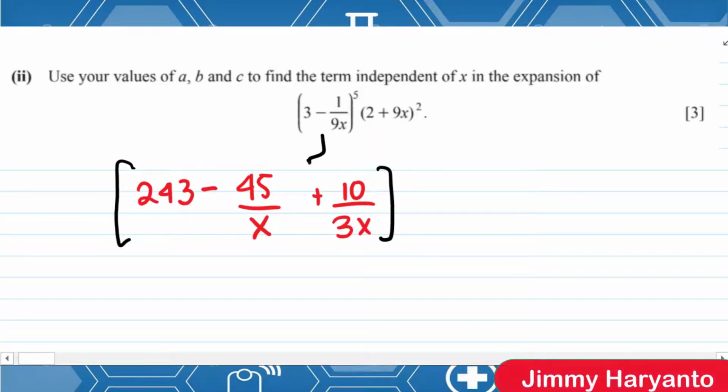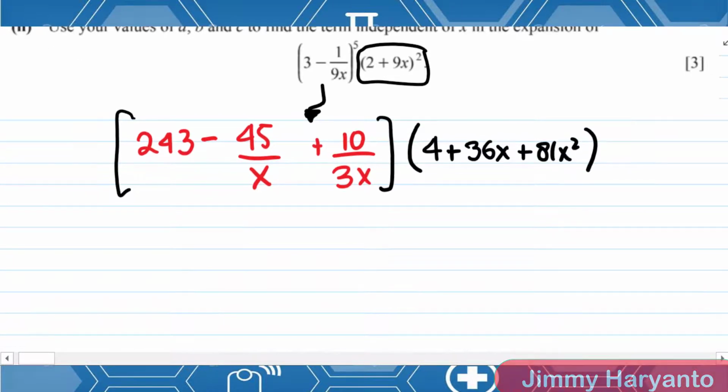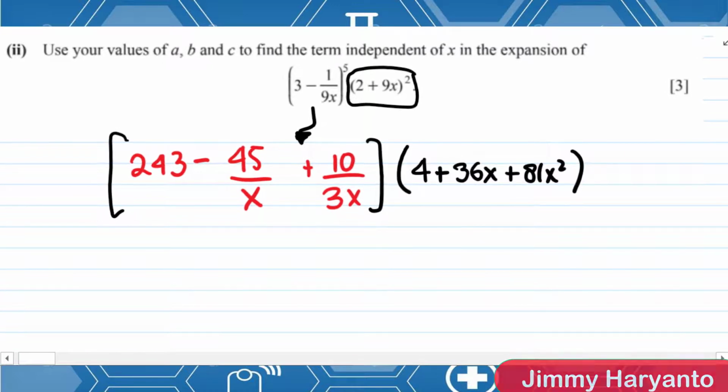After we expand this binomial, the question wants us to multiply this expansion with 2 plus 9x squared. We have to expand that first. It will be 4 plus 36x plus 81x squared. After that we can multiply one by one, but it will take a long time and waste time. The question wants us to find the term independent of x.